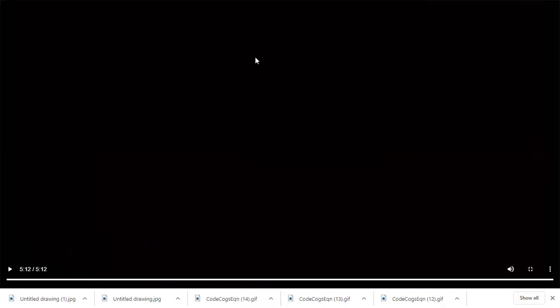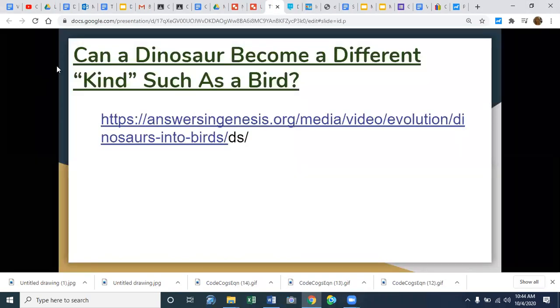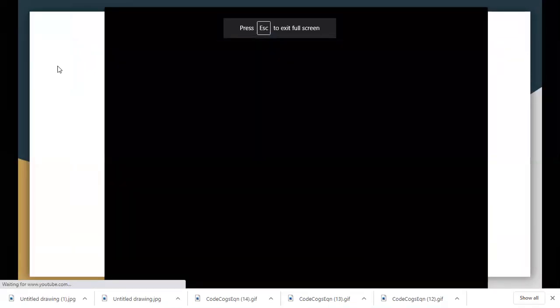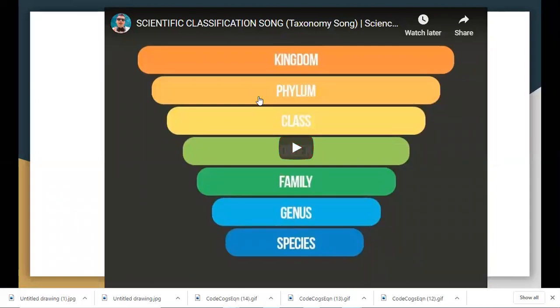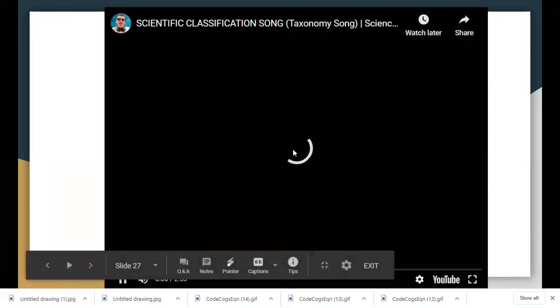Okay, so that was from a biologist with a PhD talking about how dinosaurs could not evolve into birds. And now I finally have my song to help you memorize your domain, kingdom, phylum, class, order, family, genus, species. Now, I don't think domain is going to show on this one, but just know that there's 3 domains, and we talked about those earlier in the lesson. So let's go on.